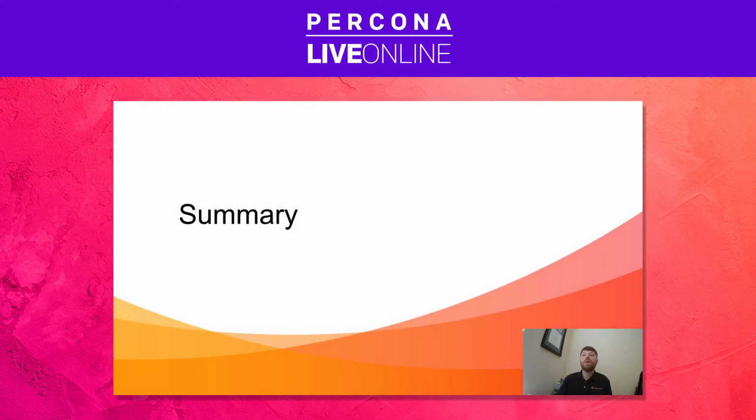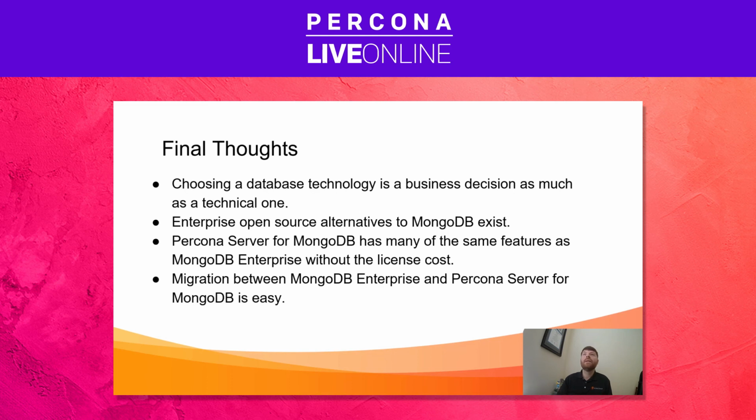All right, so summary, everything we just talked about. So from that first section where I'm comparing the business philosophies, I think choosing a database technology is a business decision as much as a technical one. You should be considering both implications. You're choosing a partner and a database technology. The second one, enterprise open source alternatives to MongoDB exist. When you start looking around on MongoDB's website, it's not clear that their alternatives exist. It seems like that's the way to go, and that's the only option, and nothing else really should be considered. But that's not true, and hopefully I've shown you that through these past few slides.